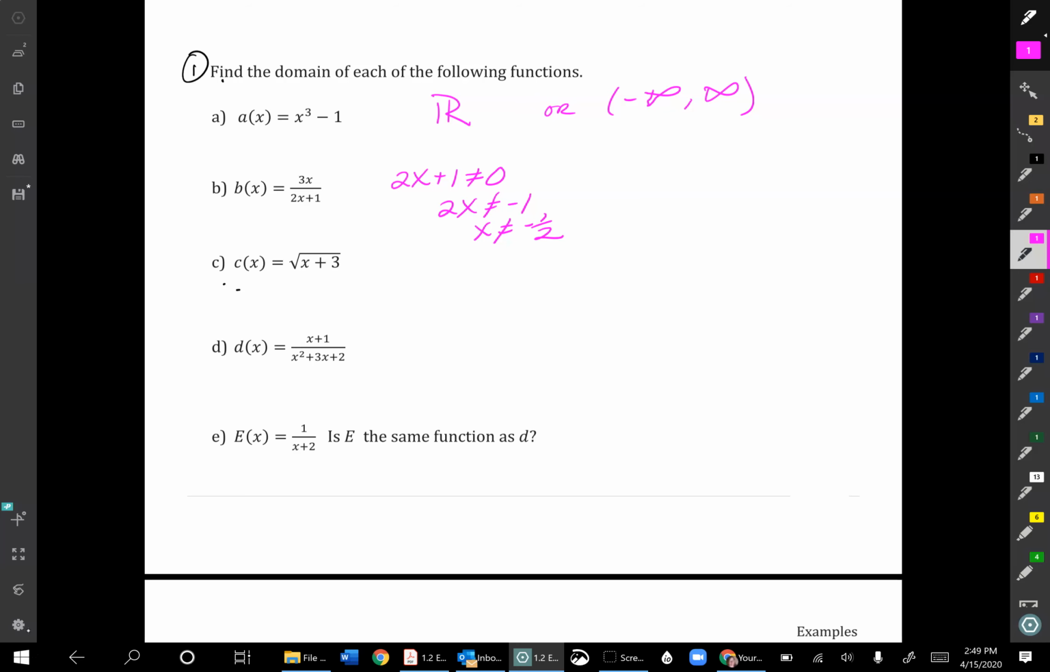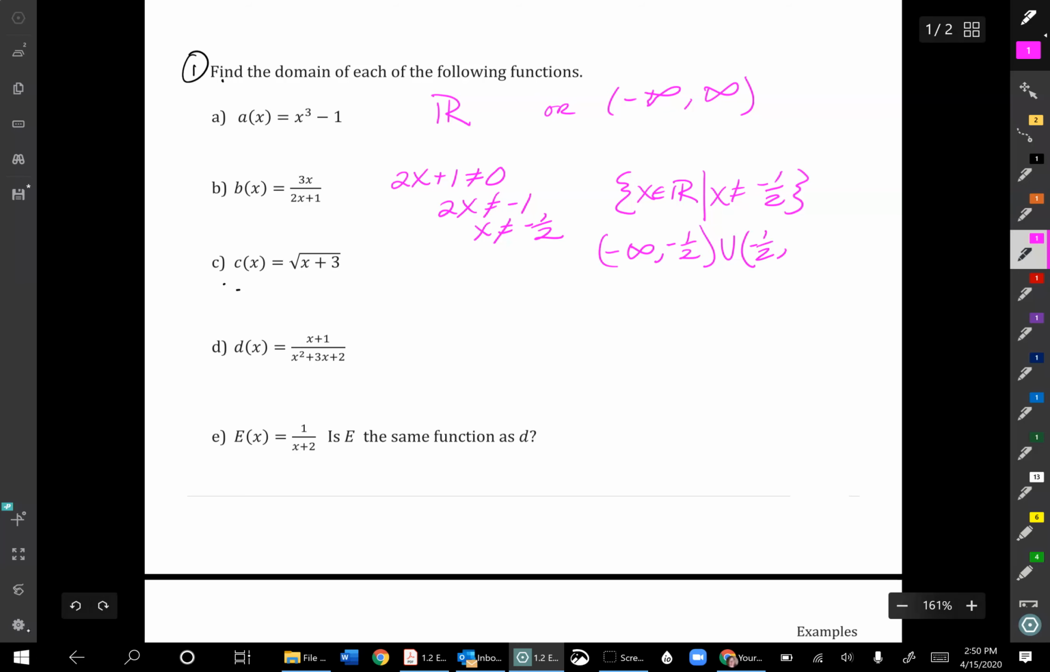So the way I could write that is in set notation. I would write x as an element of real numbers, although you can skip that part. It's a little more formal, such that x is not equal to negative a half, and then end your braces. You could write it in interval notation by writing negative infinity up to negative a half, but not including, union, and then another parenthesis, negative a half up to positive infinity. So those are the two formats we usually use.